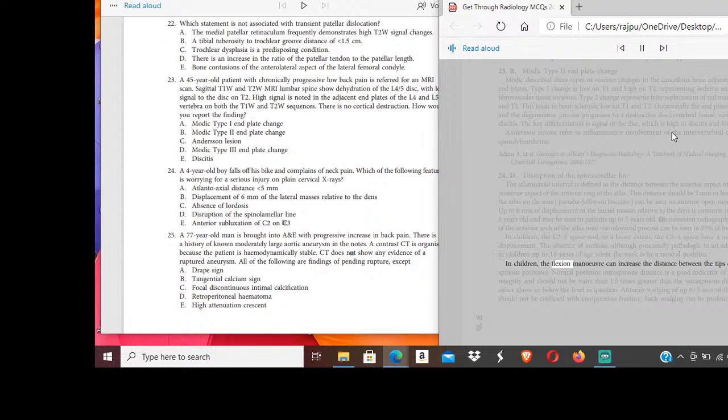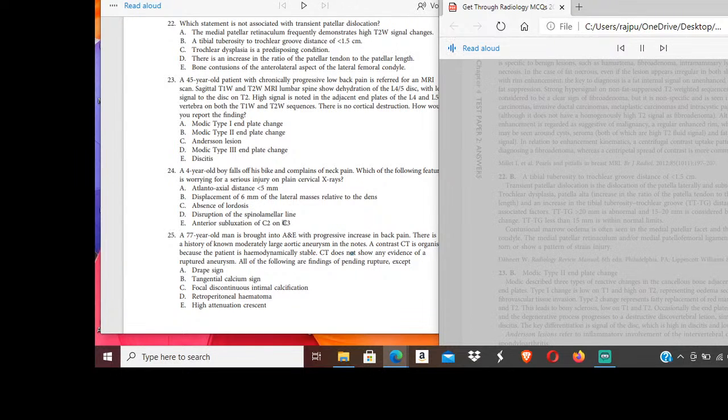In children, the flexion maneuver can increase the distance between the tips of the C1 and C2 spinous processes. Normal posterior interspinous distance is a good indicator of ligamentous integrity and should not be more than 1.5 times greater than the interspinous distance one level either above or below the level in question. Anterior wedging of up to 3 mm of the vertebral bodies should not be confused with compression fracture. Such wedging can be profound at the C3 level.